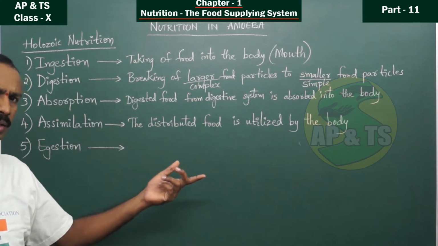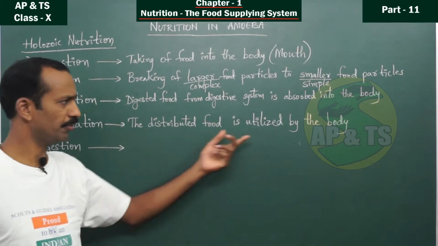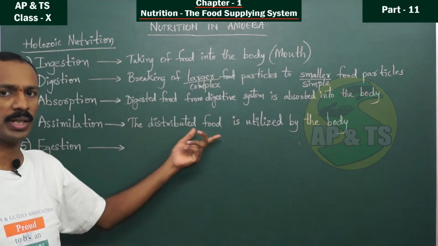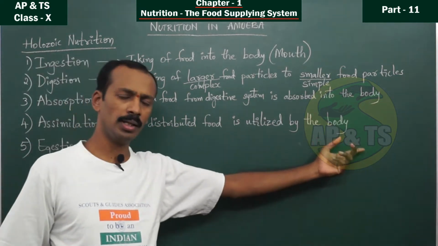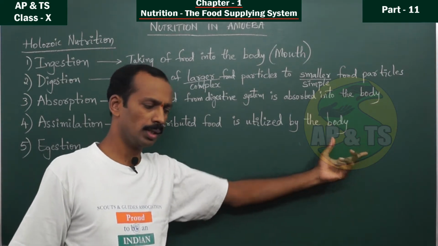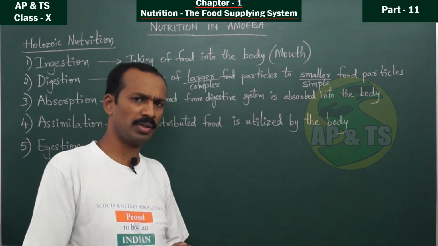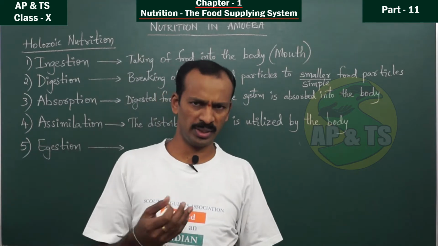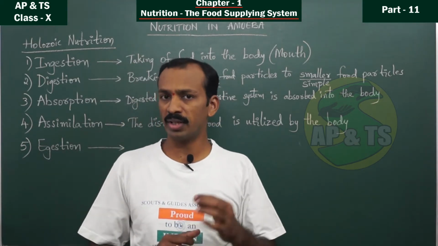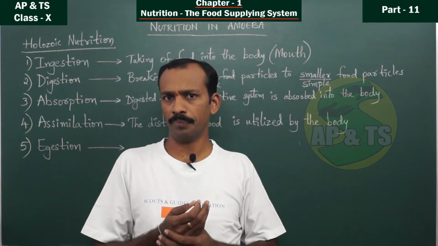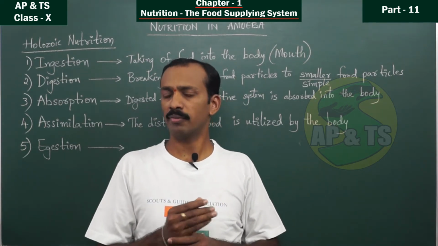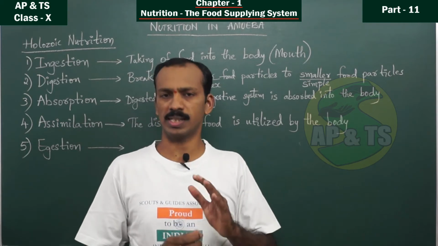Assimilation is nothing but the utilization of distributed food. The distributed food is utilized by the body. How is it utilized? For example, we are doing different sorts of work. For that we need energy. For releasing energy, we have to undergo one process, that is respiration.